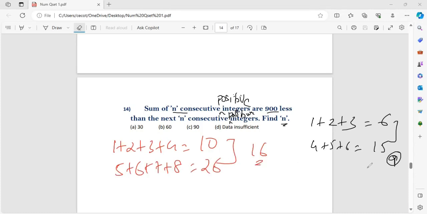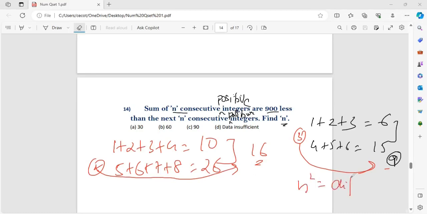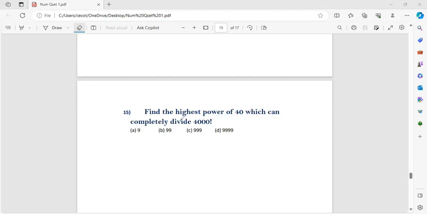Now, observe the differences. When you had 3 numbers, the difference is 9. When you have 4 numbers, the difference is 16. Any connection? Yes, perfect. So, n square is the difference. Which means the difference is 900. 900 is nothing but n square. So n will be root of 900. So the answer will be 30. Option A. Clear? Perfect.